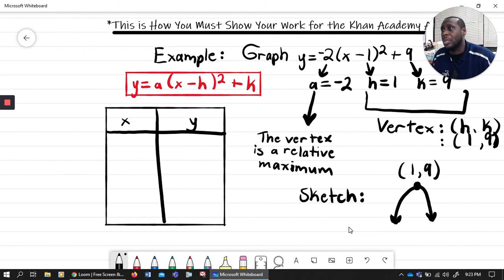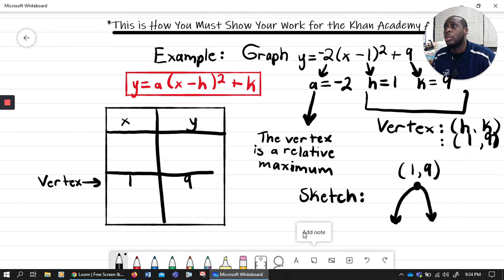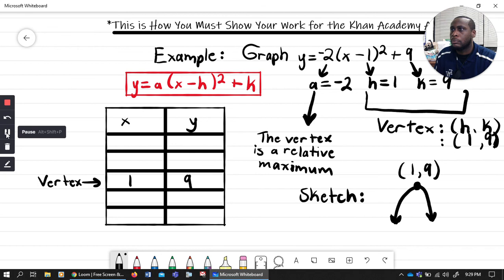Yeah, that ain't exactly how I wanted that to look, but that's okay. So again, put the vertex in the middle. That point for the vertex, (1, 9) in this particular example. Ooh, that's sloppy. All right, give me a sec here. Oh, that looks so much better.